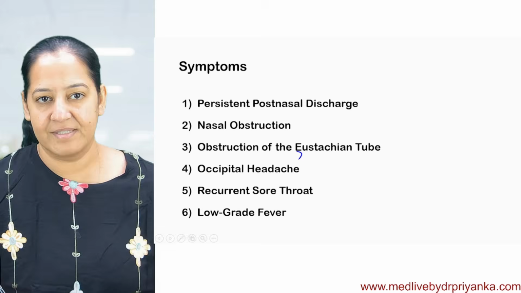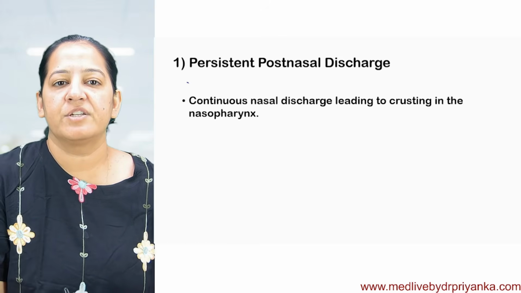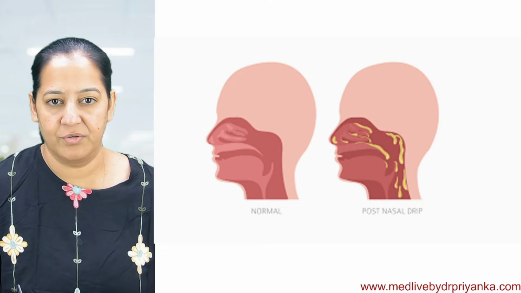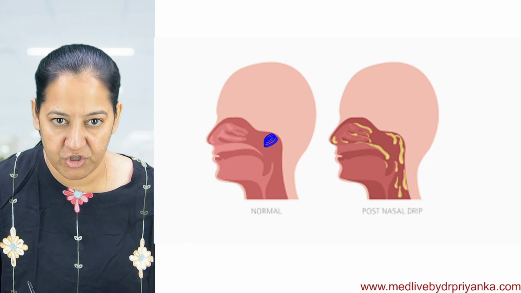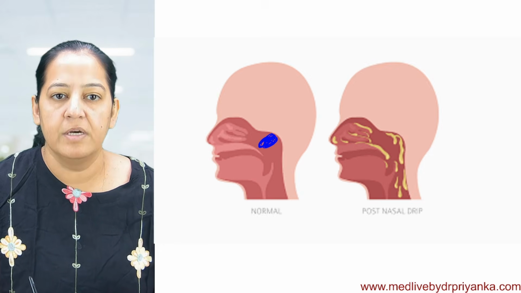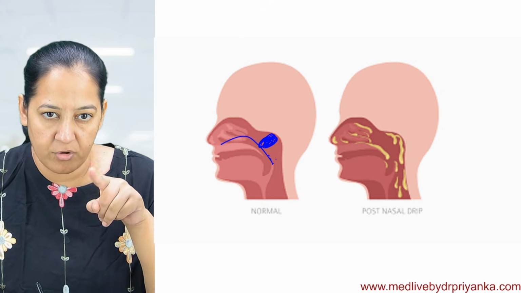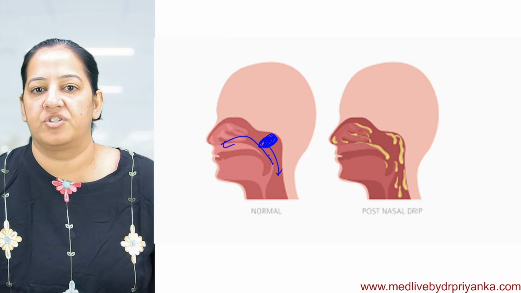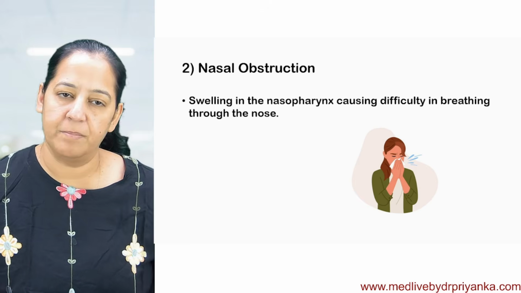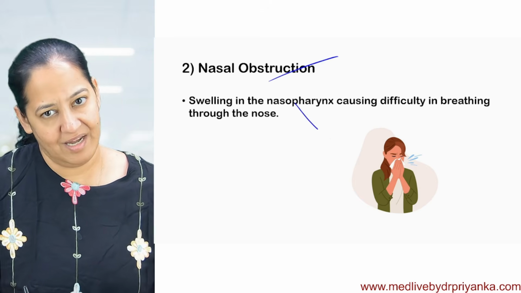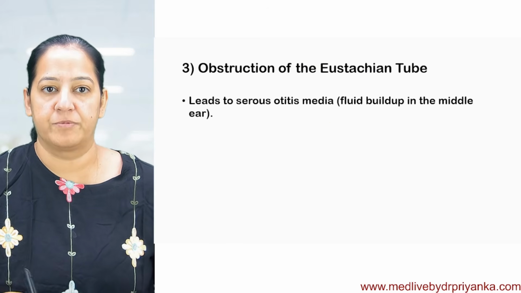What are the symptoms? There are six symptoms. One by one we will take. First of all, persistent postnasal discharge. Why? Because there is obstruction over here, so the discharge which is formed cannot come to the front. So persistent postnasal discharge is there. Then nasal obstruction, like adenoids only. The patient has nasal obstruction.